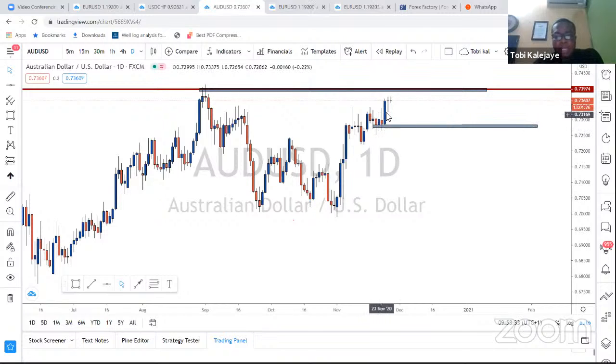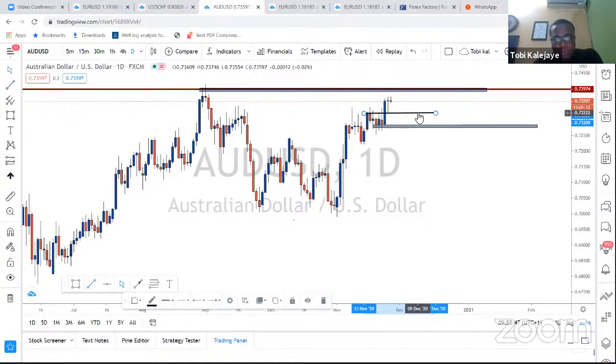So that said, having looked at this, let me mark this one. This is a very good candlestick pattern also. It's a good pattern showing you that the buyers are still very, very aggressive in this market.